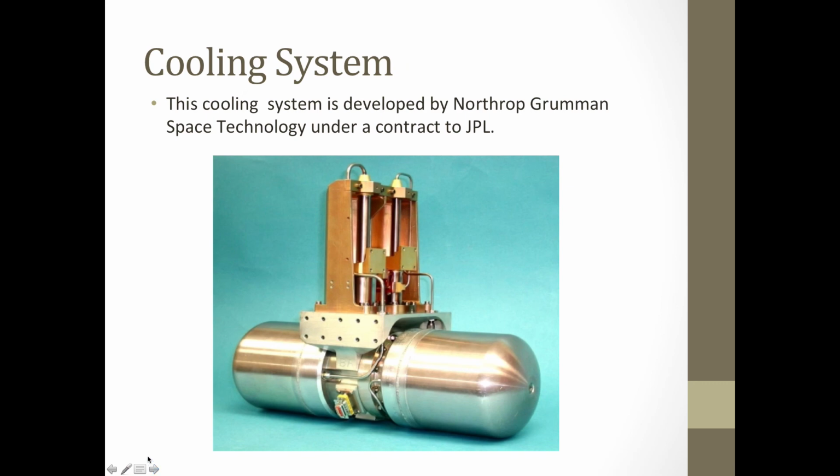Terra uses a cooling system made by Northrop Grumman under contract to JPL. The cooling system makes sure the excess heat from the solar panels doesn't melt the payload instruments.